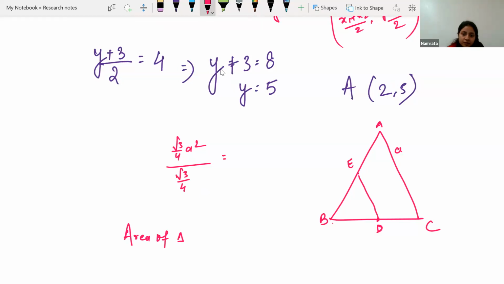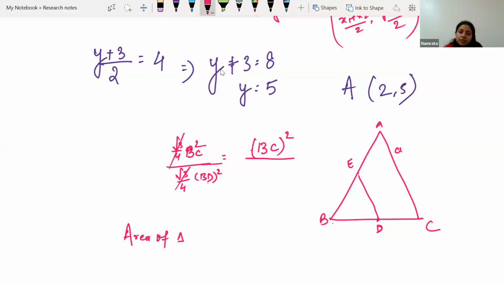BD square can also be written in terms of BC, right? BD is BC by 2. Yes, ma'am. Root 3 by 4 BC square by root 3 by 4 BD square. And we can write BD as half of BC, so BD square as half of BC whole square.